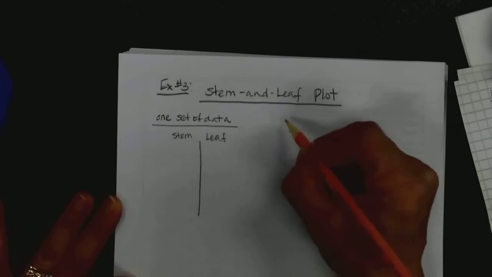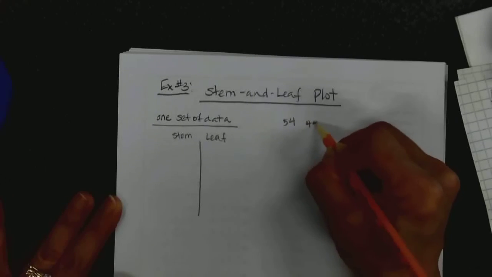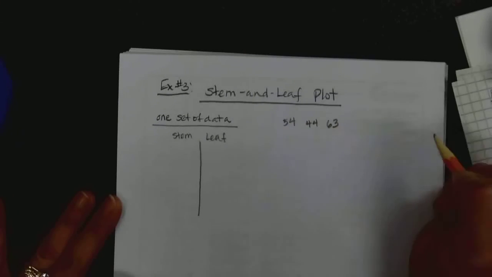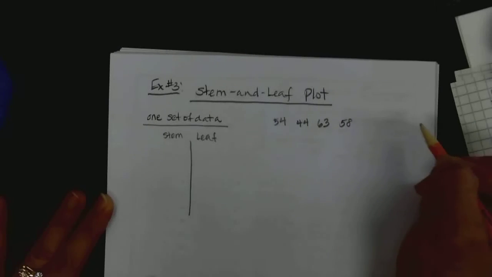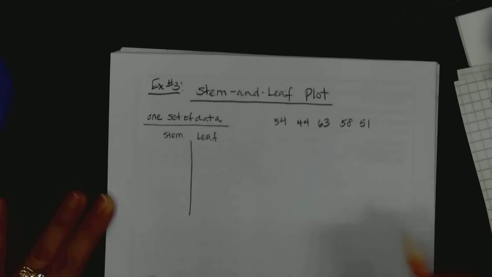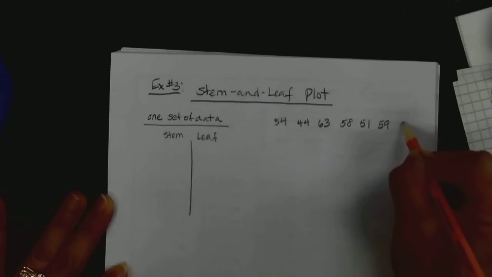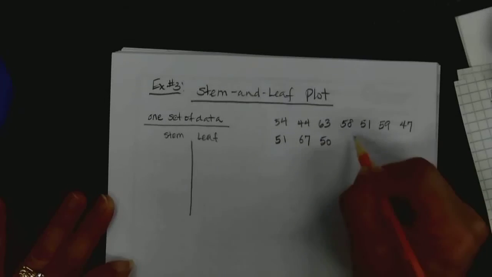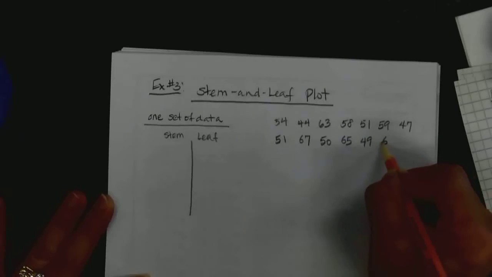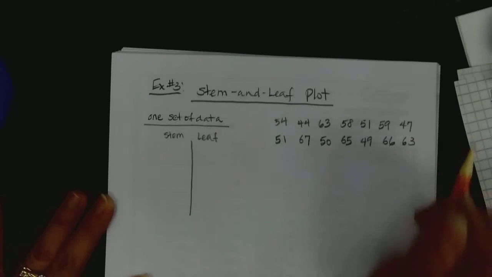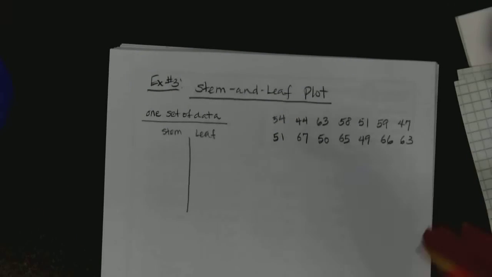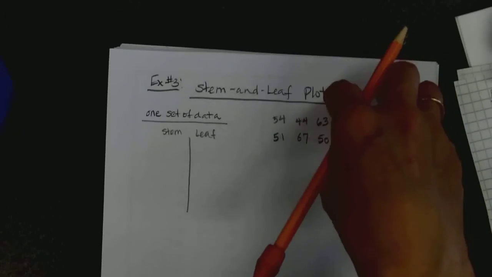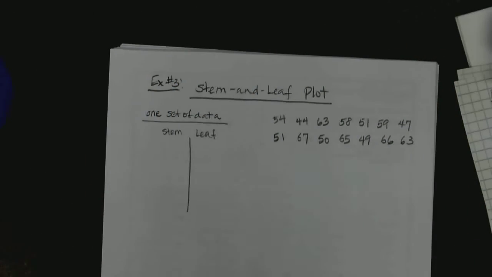Ready? It's 54, 44, 63, 58, 51, 59, 47, 51, 67, 50, 65, 49, 66, and 63. So those are the set of data that's been collected. And what we're going to do is make this stem and leaf plot to analyze our data.